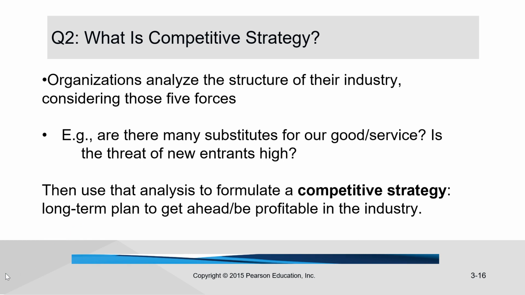Question 2, what is competitive strategy? Organizations analyze the structure of their industry and use that analysis to formulate a competitive strategy. That's a long-term plan to get ahead or be profitable in the industry. An organization can choose to either minimize cost or maximize differentiation to gain a competitive advantage.